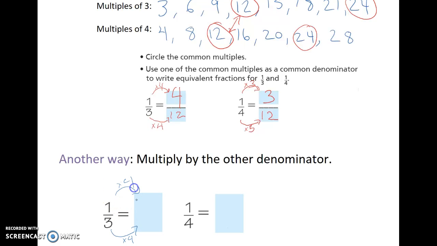Times 4, and I will end up with 4, and 3 times 4 is 12. And then for this one, I'm going to look at my other denominator here, which is 3, and say times 3, times 3, which will give me 3/12. Checks out. It's the same thing I got up here, and these are a common denominator. Now, this is cool because it's a trick that always works, but it's not always the quickest solution.